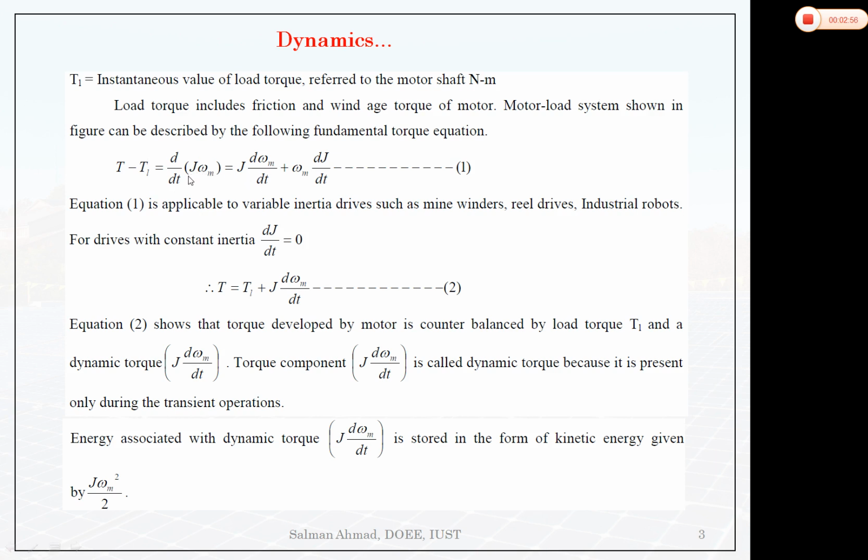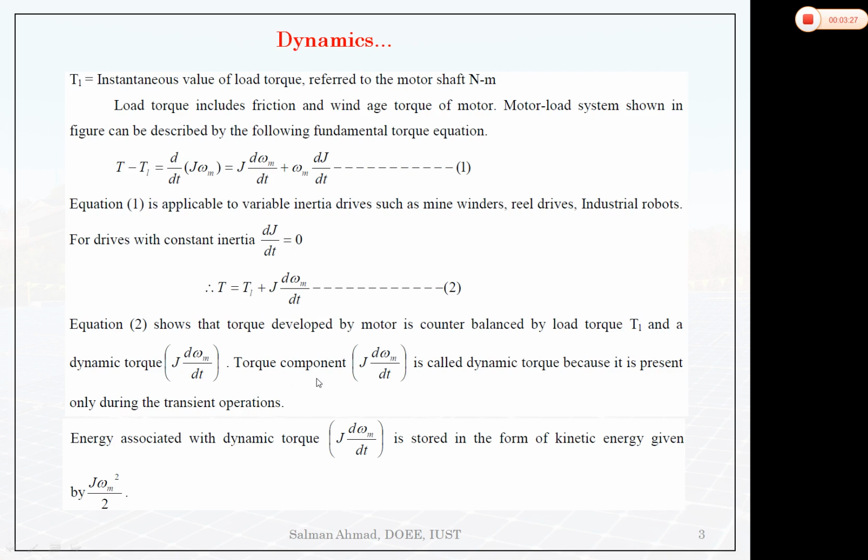Now differentiate this by parts: J d omega m upon dt plus omega m dJ over dt. Now this second term will be 0 because the moment of inertia does not change with time. So this term will be 0. So we have T is equal to, with TL taken to this side, T is equal to TL plus J d omega m upon dt. So this is the dynamic equation of electrical drives.